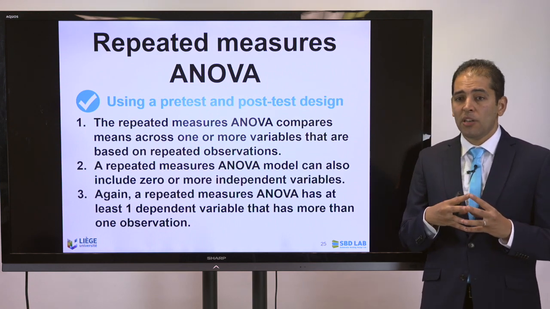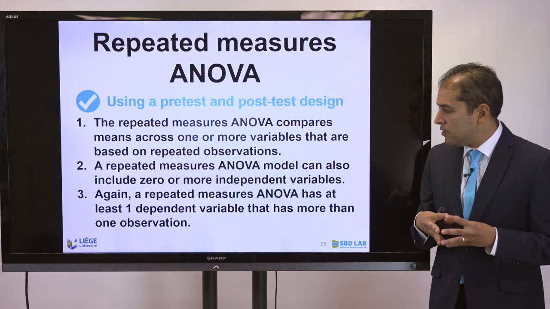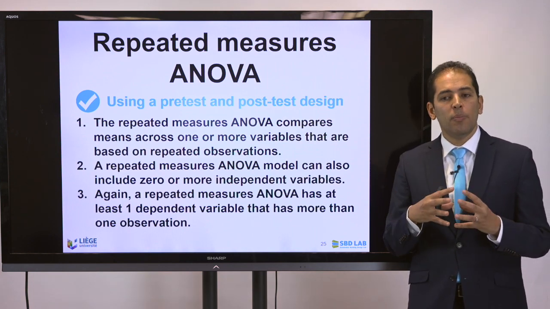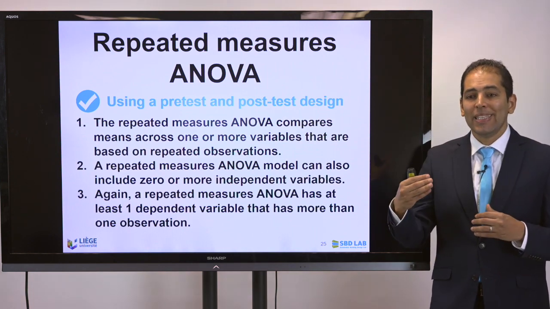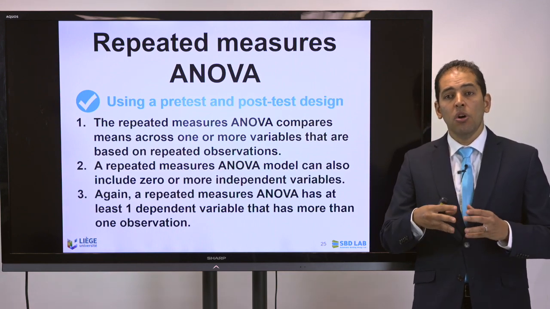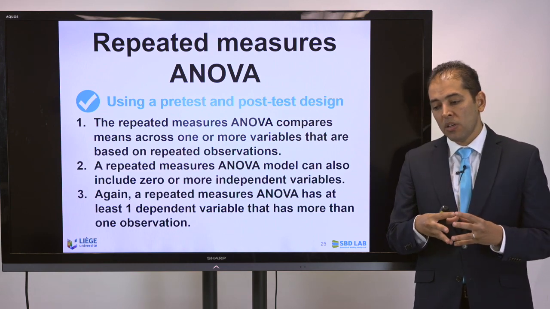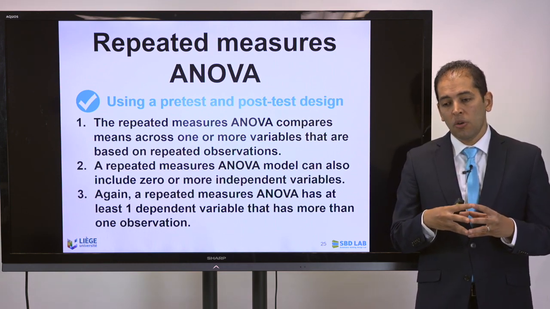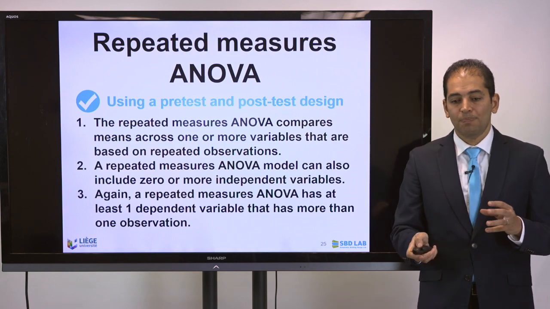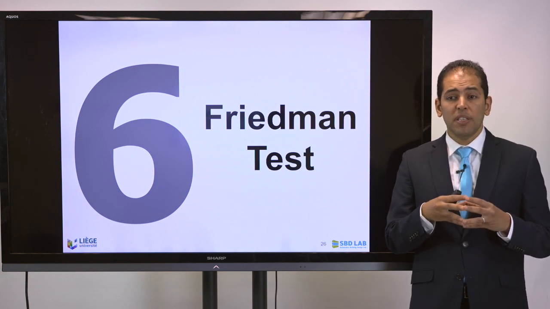A repeated measures ANOVA model can also include zero or more independent variables. Again, a repeated measures ANOVA has at least one dependent variable that has more than one observation. By that we can do post and pre-test and compare the sample or our observed subjects in relation to certain interventions. Now let's move to the following test, number 5, which is the Friedman test.